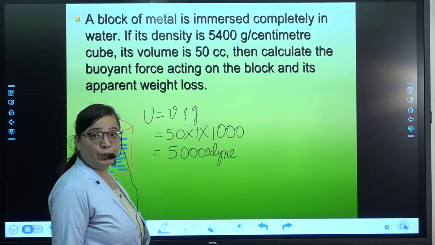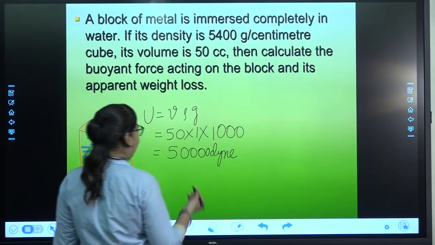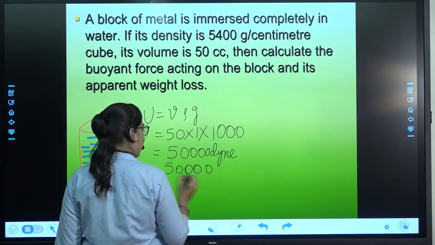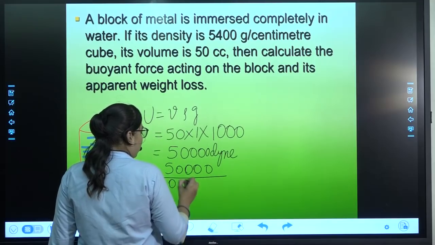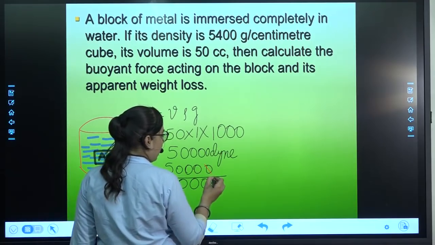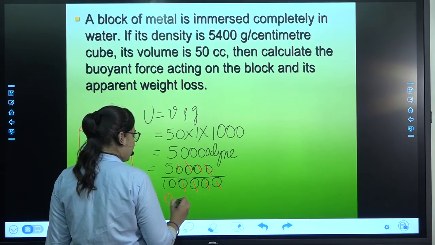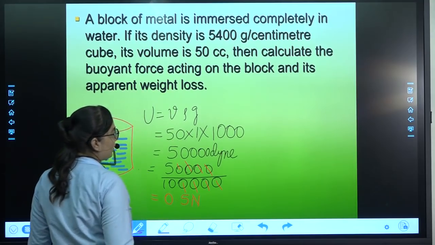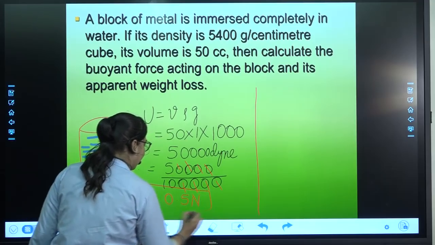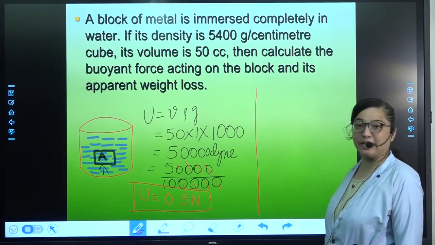If we convert it into Newton, then how do we need to convert it? Divide it by 5 zeros: 1, 2, 3, 4, 5. Then you will get U as 0.5 Newton. Alright, so the buoyant force which is acting is 0.5 Newton. This is how it came.